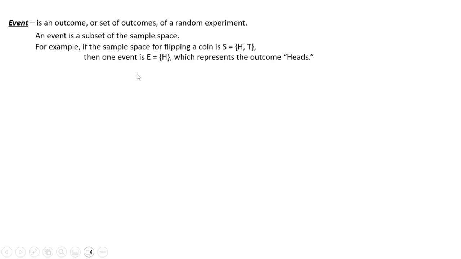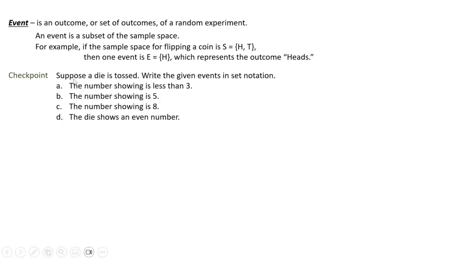Okay, now, an event. An event is an outcome or set of outcomes of a random experiment. An event is a subset of a sample space. Here's the example. If the sample space for flipping a coin is S equals H, T, then one event, say the event of being a heads, will just be the set with the heads inside, which represents the outcome of heads.